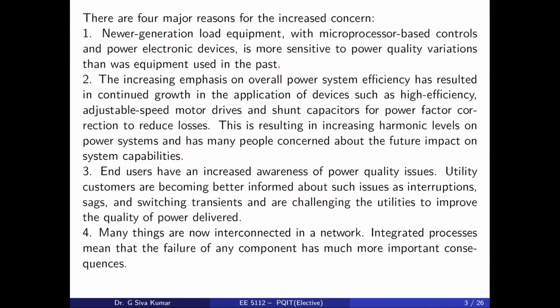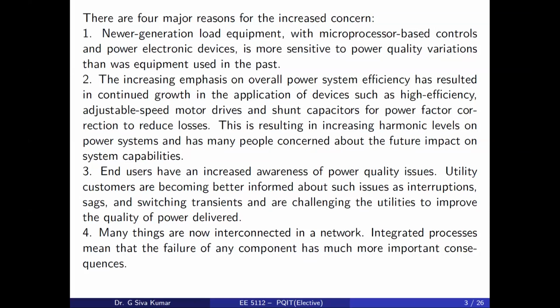Okay, so many people are concerned about the future impact on the system capabilities, in the sense of the power level. The power electronics usage in a system is increasing day by day. We are not going to limit the usage of power electronic devices, and obviously all kinds of loads require reactive power. We can't stop without using reactive power.